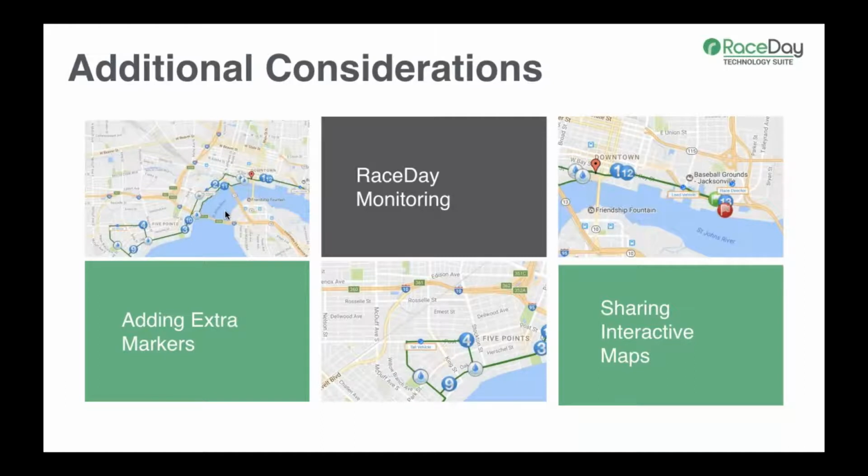So lastly, we'll discuss a few other RaceJoy considerations. These will include adding extra markers like water stops, medical tents, any post-race entertainment and stuff like that. We'll talk about the importance of race day monitoring, and then we'll also talk about how you can share these interactive maps on your RunSignup race page, and either through social media, emails, or even to your own HTML websites there.